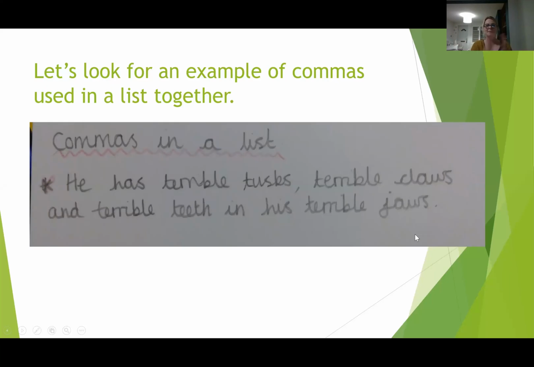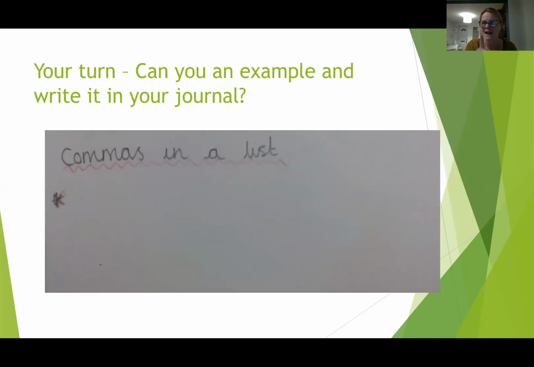So look, I wrote mine in my journal. He has terrible tusks, terrible claws, and terrible teeth in his terrible jaws. I wonder now, so you don't need to write our example, can you go and find another example of a list using commas in the Gruffalo? Read through the rest of the story and then write one down in your book. Pause the video, off you go.